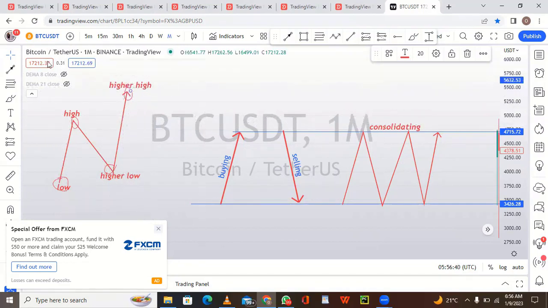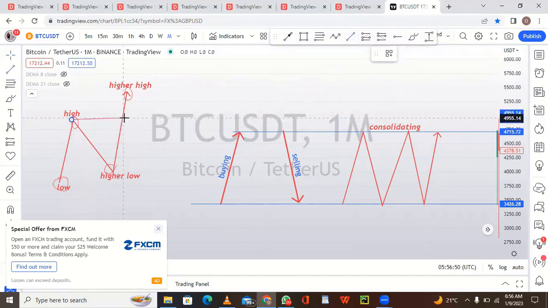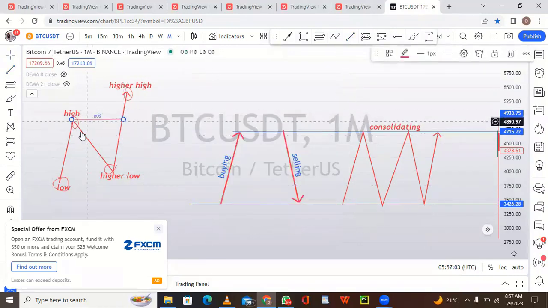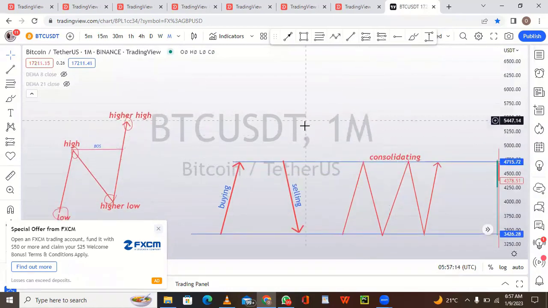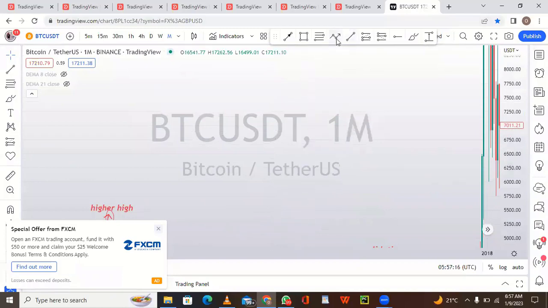Another characteristic of a bullish market is that there must be a continuous break of structure to the upside. What I mean by break of structure is this: the break of structure happens when the previous high is taken to create the higher high. So just to see how a bullish market looks, this is how it looks in general.